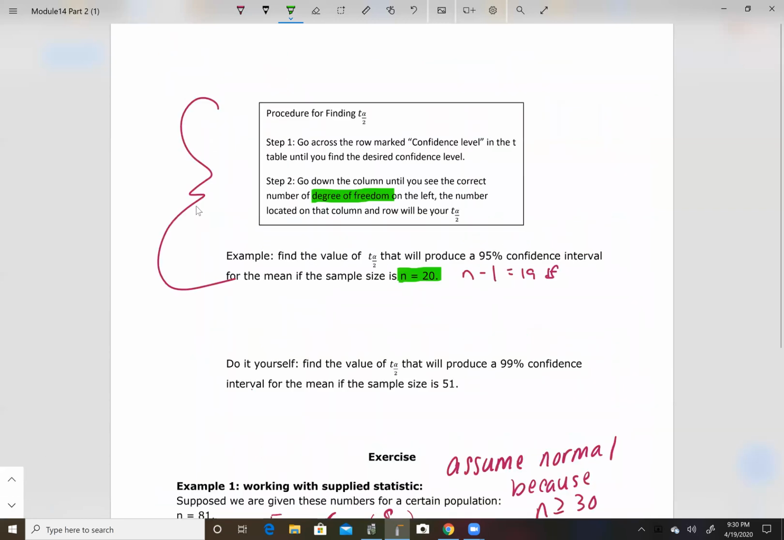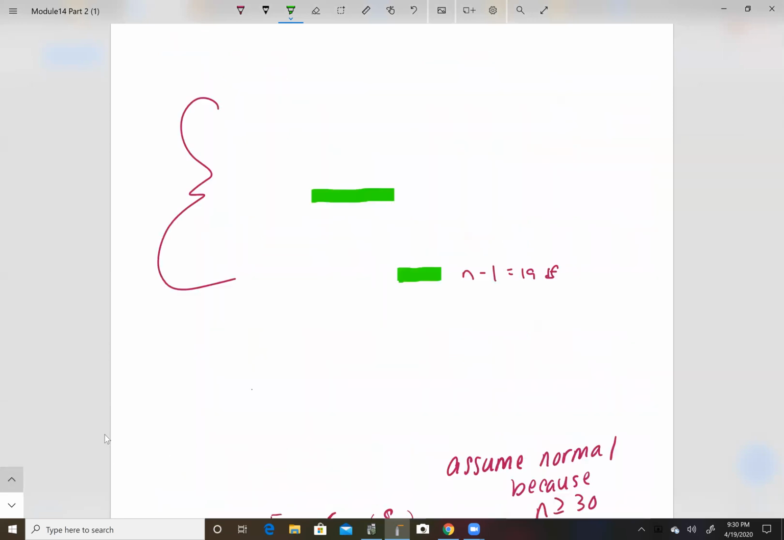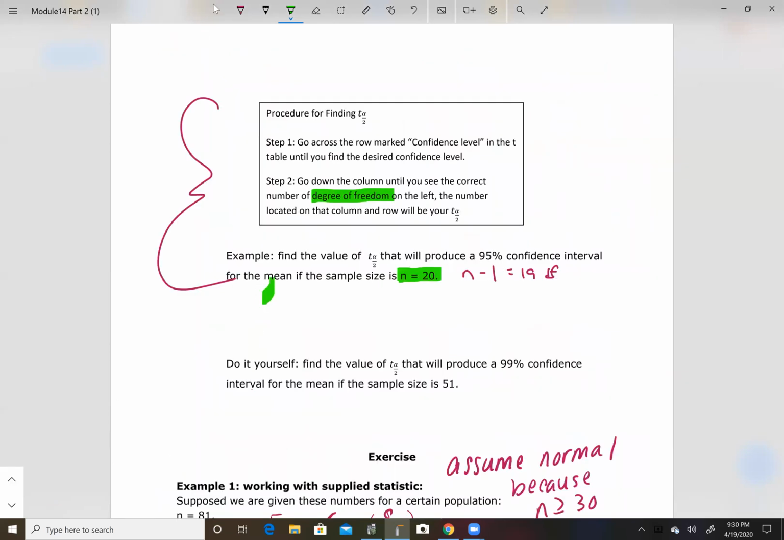Okay, so what is this talking about here? Find the value of t of alpha over 2, which is equal to 2.093. That was just helping you figure out how to find that.